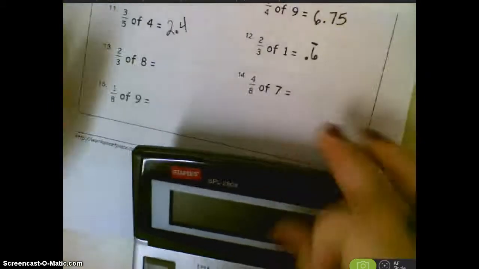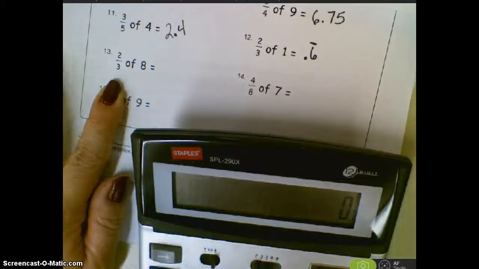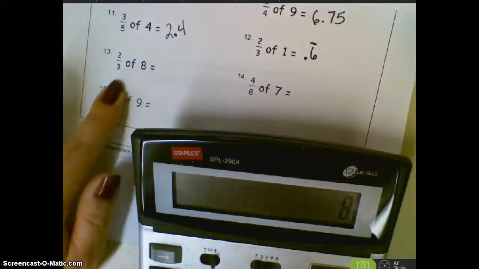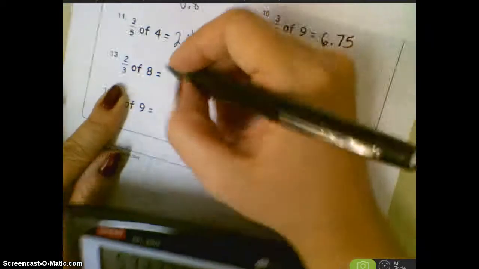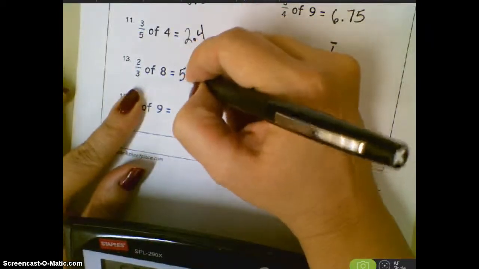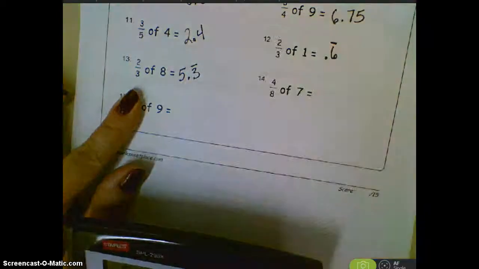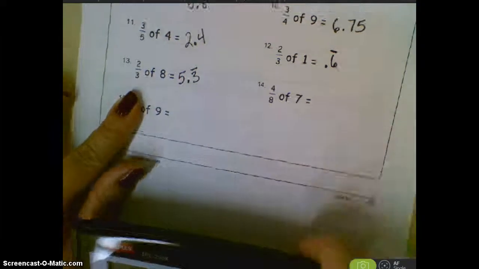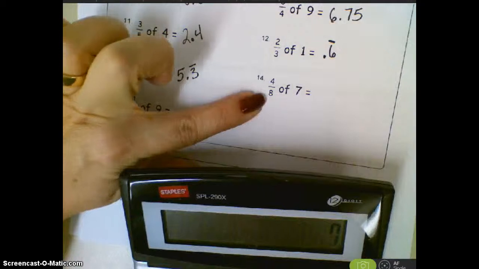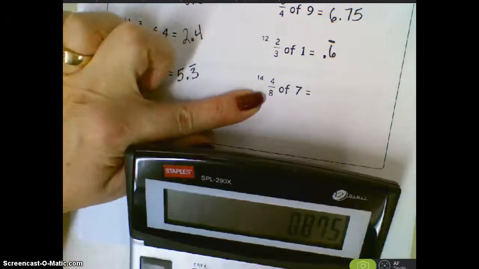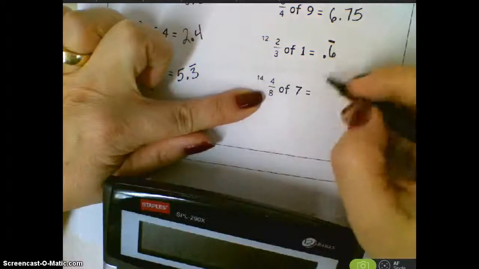Alright, here we go. 2/3 of 8. We'll take our whole number 8, divide it by our denominator 3, and we get 2.6 repeating. And then if we multiply it by 2, we get 5.3 repeating. And we'll do the same thing. We'll do 5.3 and we'll do that little symbol above it. That means it's going to go on and on forever. This one, take our whole number 7 divided by 8, which will equal 0.875, and multiply that by 4, and we get a nice number, 3.5.